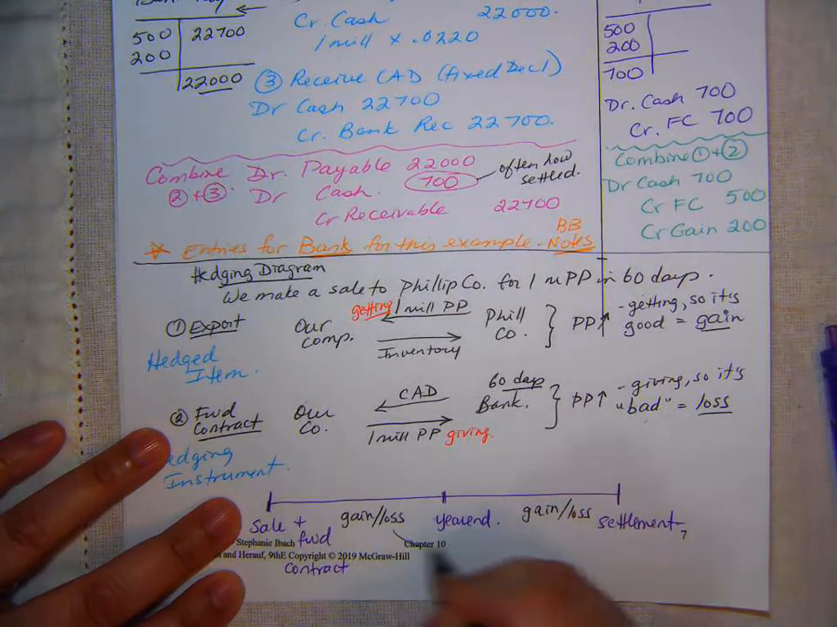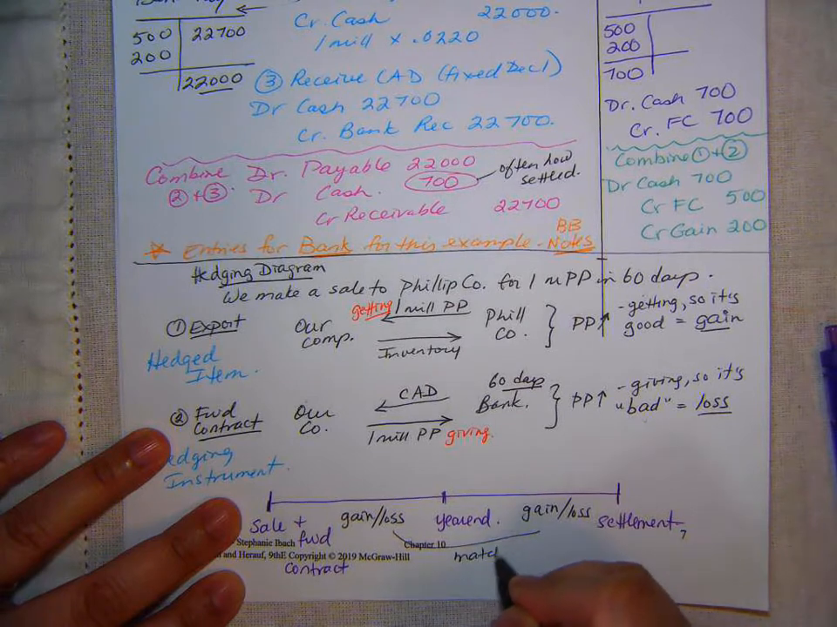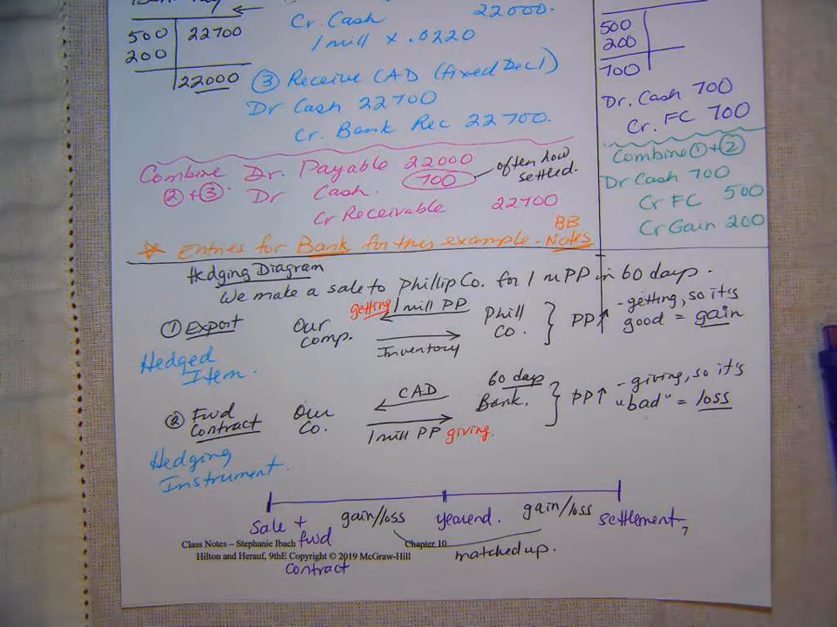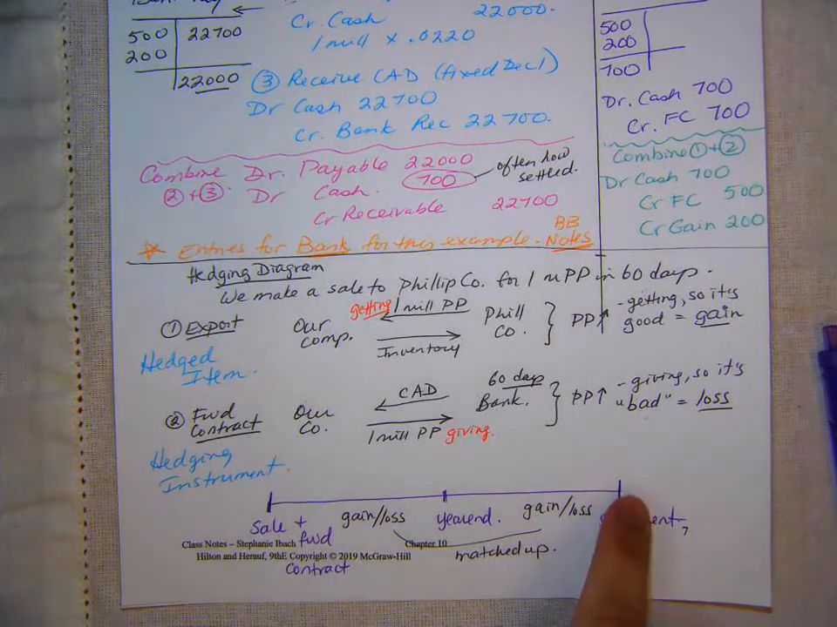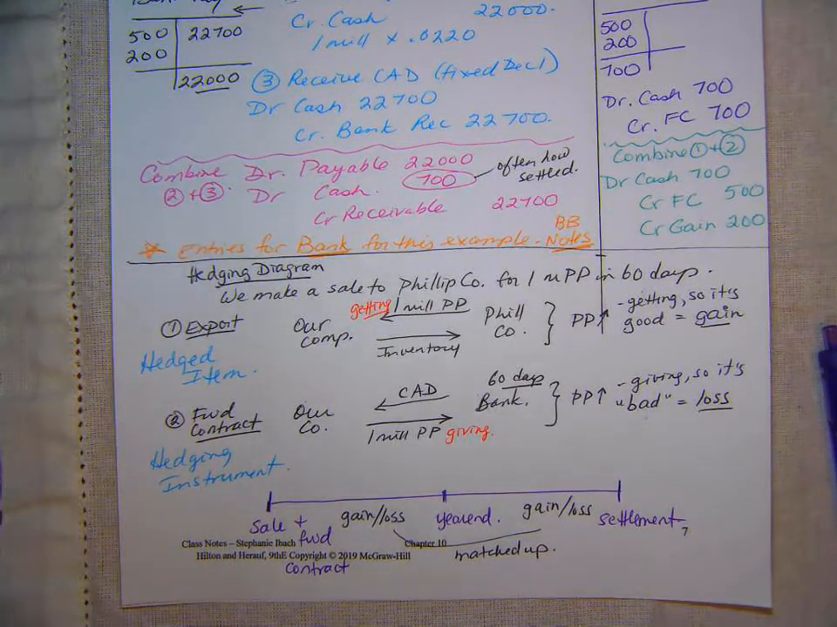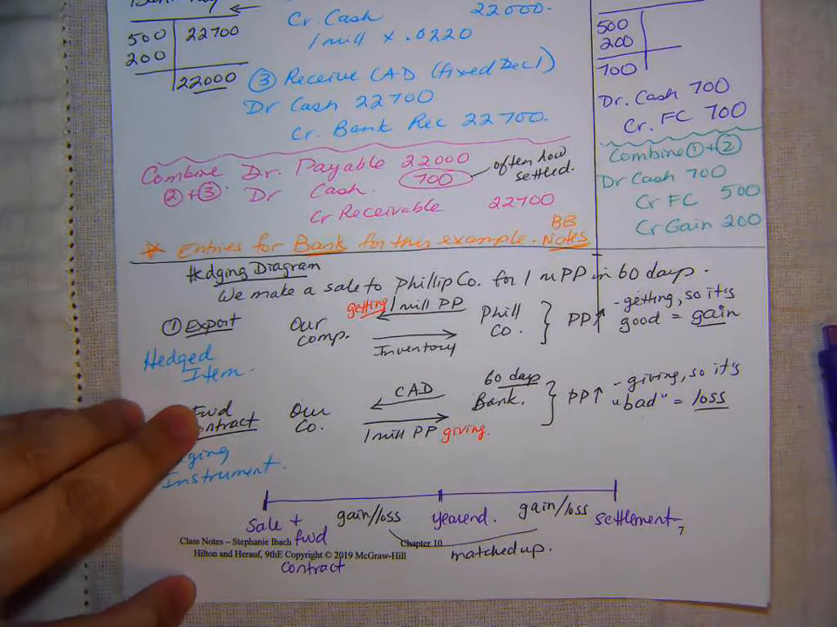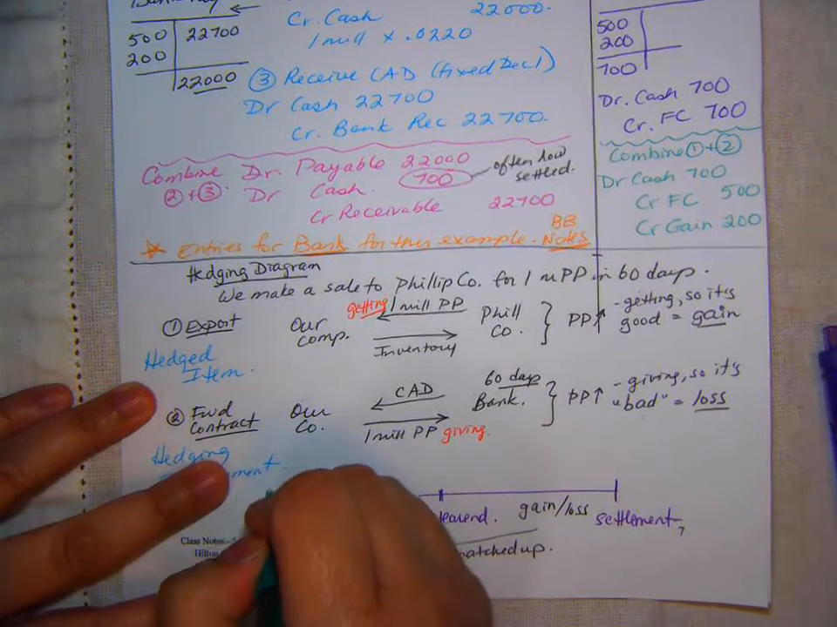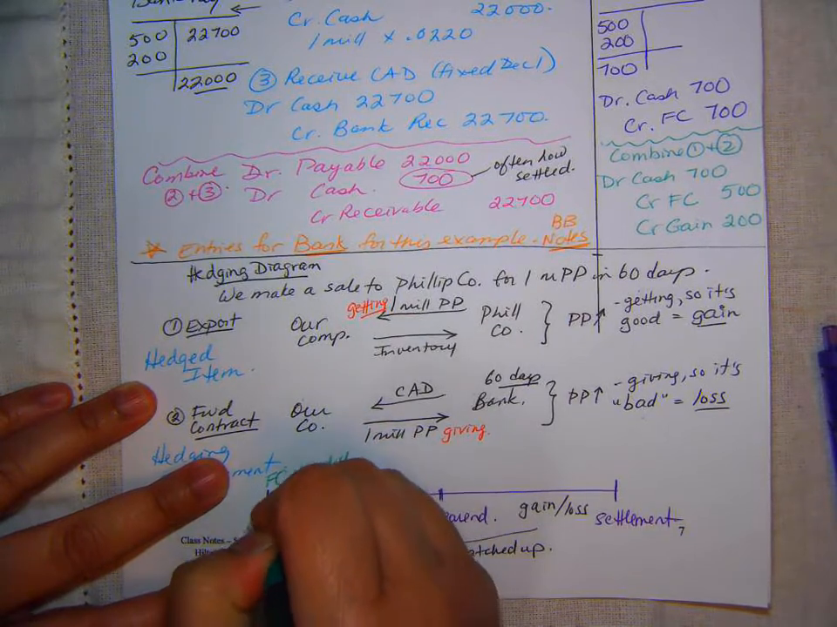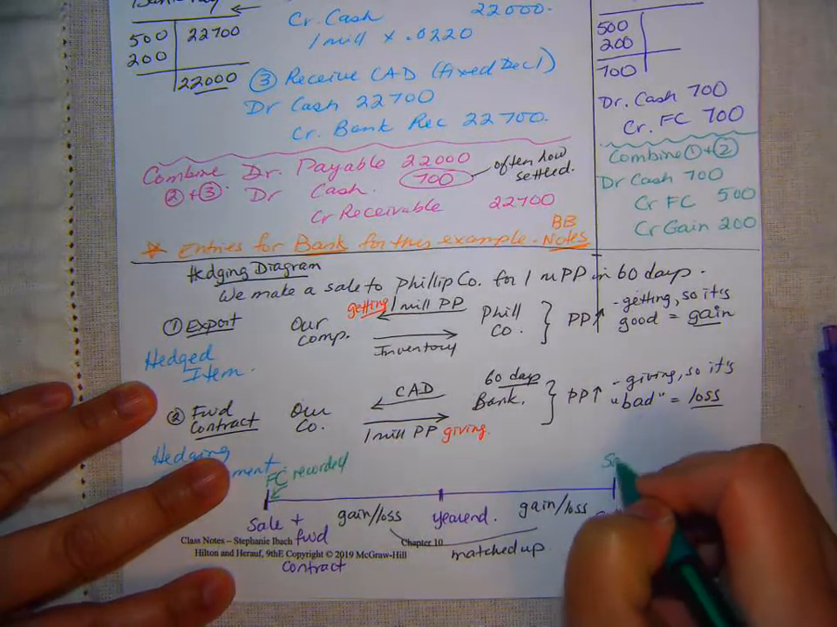However, sometimes we enter into contracts, for example for a sale, and we don't record it right away because the earnings process hasn't been finished. So we might get a situation where instead the forward contract is recorded here, but then the sale is recorded here. So all of a sudden, the gains and losses don't match up.